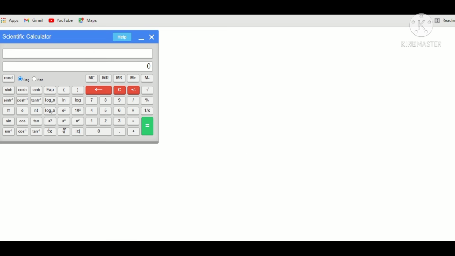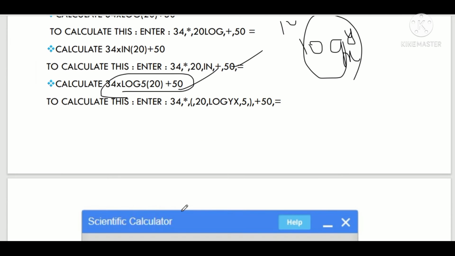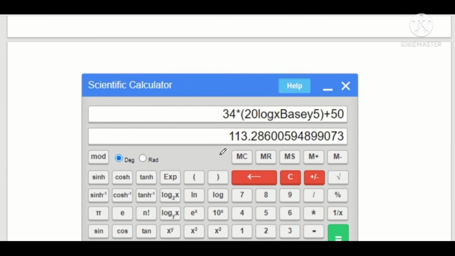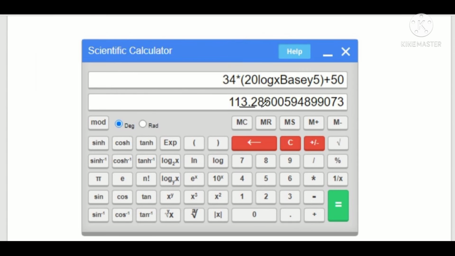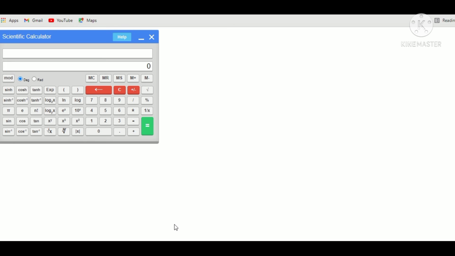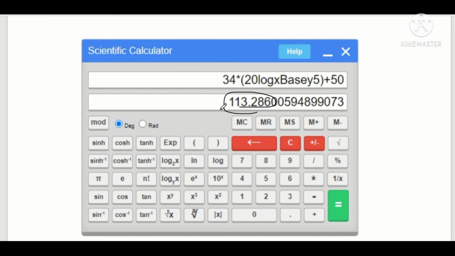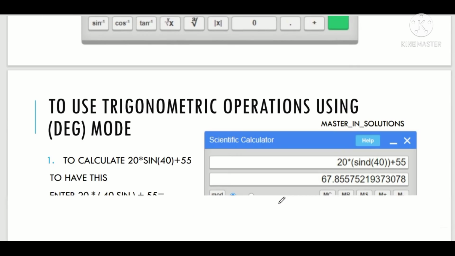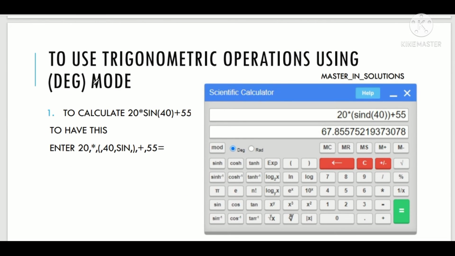And one more thing, this is completed, and this is our scientific calculator where we get the answer 113. Clear that. Next, 113 with log base 5 and plus 50, and the answer will be like this. And one more thing, how to use the trigonometric operations.